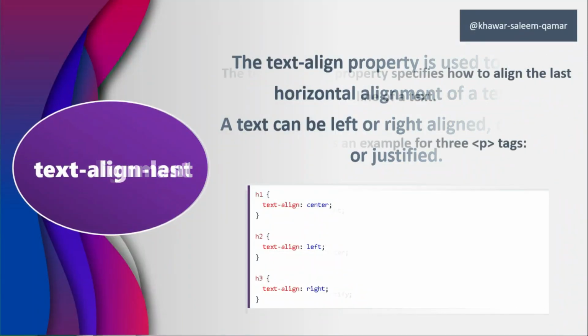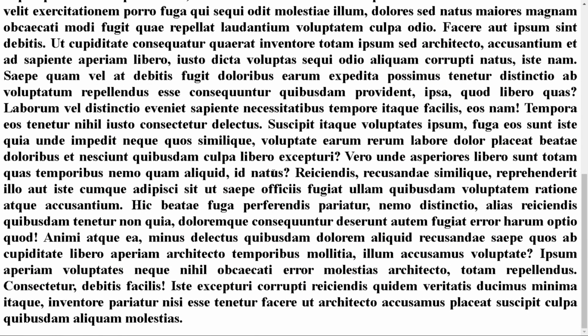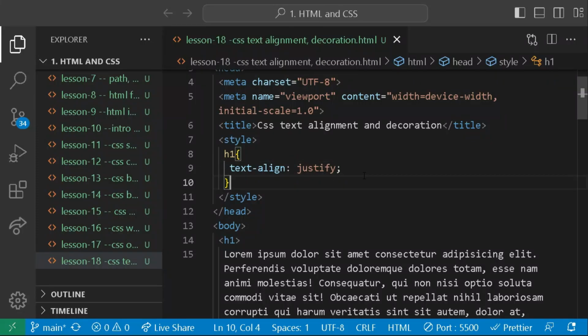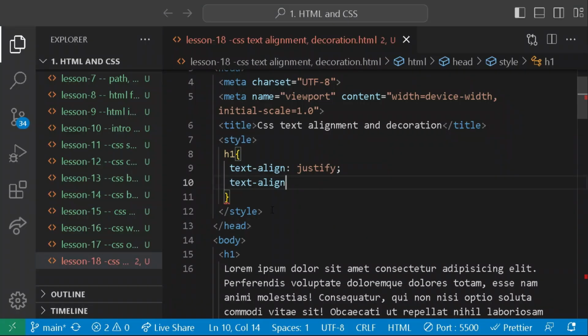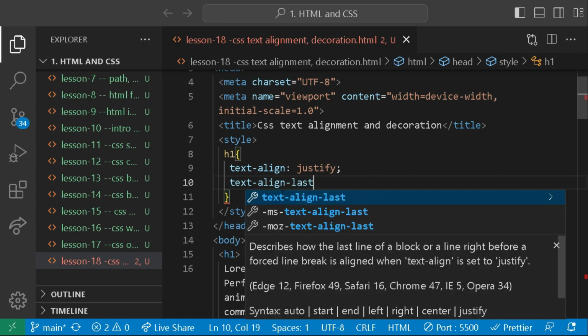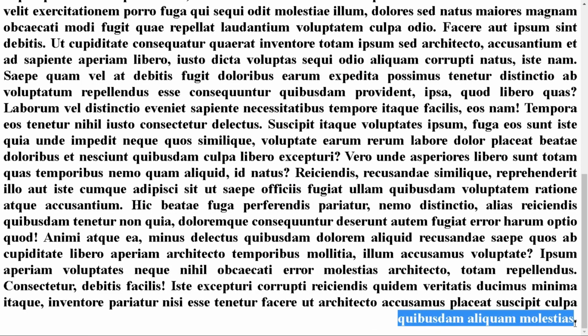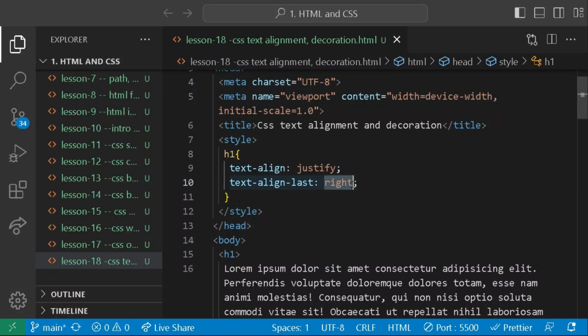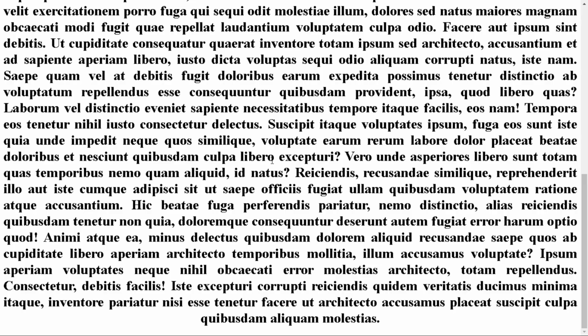After text-align, we are going to talk about text-align-last. This property is used to align the last line of our text. In this example, you can see our last line is on the left side by default. If I type text-align-last and write right, then in the browser you can see our last line has shifted to the right side. And if I write center here, it shifts to the center of our text.